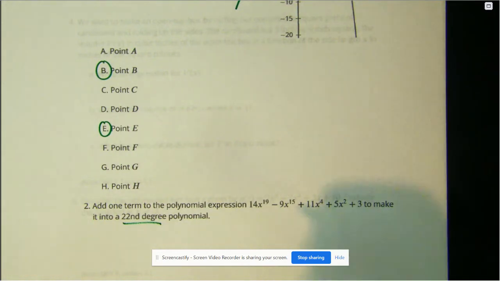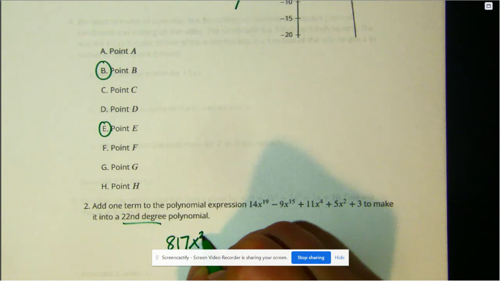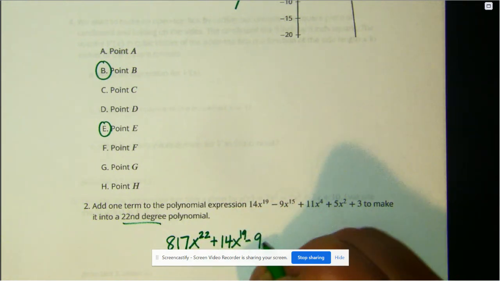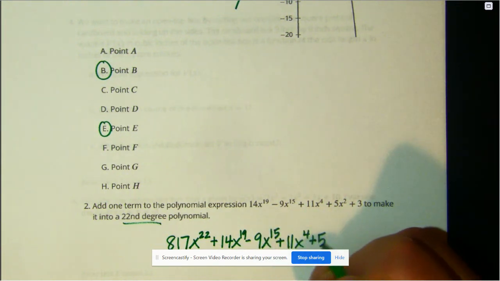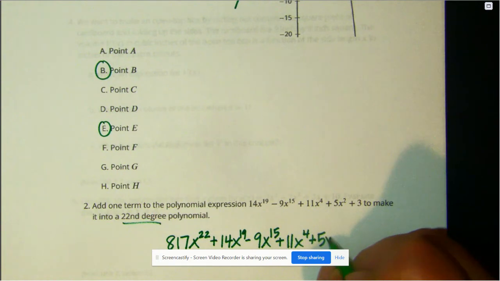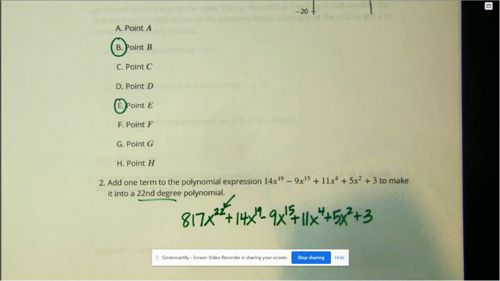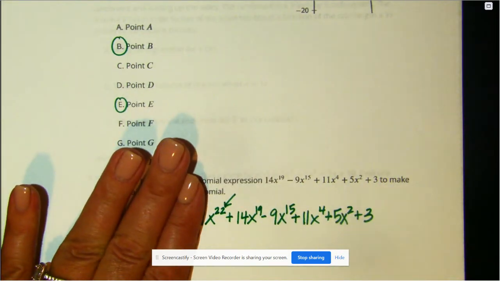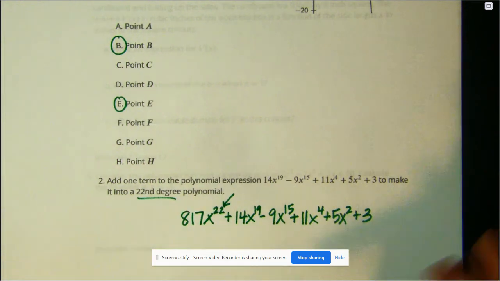I'm going to put Miss Austin's favorite number, 817 times x to the 22nd plus, now I'm going to write the rest of it. Before I did this, the problem was a 19th degree polynomial because 19 was the highest exponent. I just turned it into a 22nd degree polynomial. You don't even need the number in front, right? You can have any constant you want. As long as you have x to the 22nd power, it is now a 22nd degree polynomial.